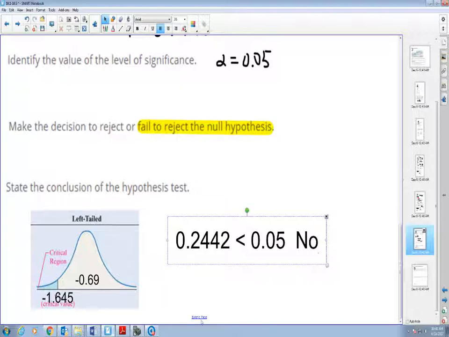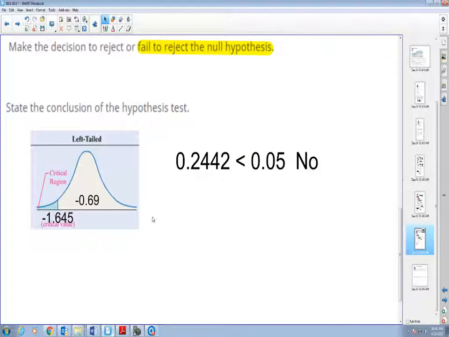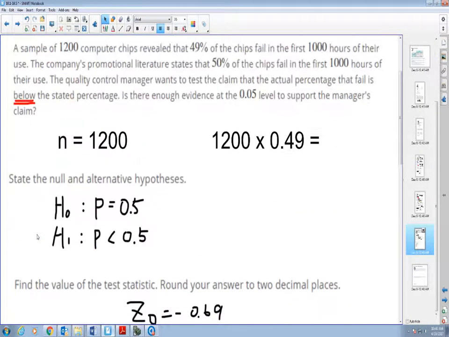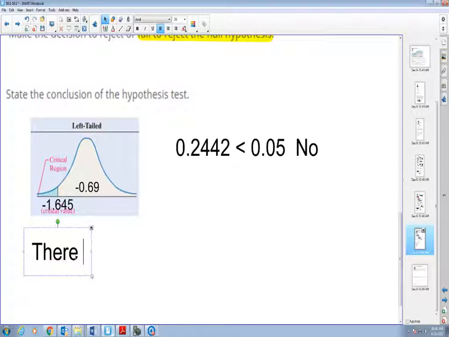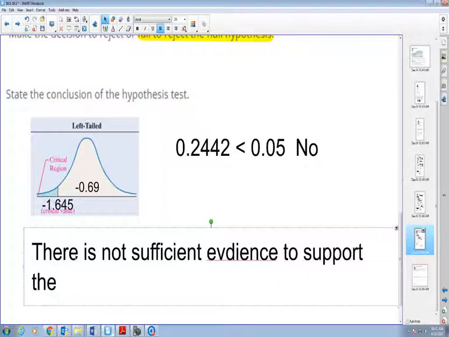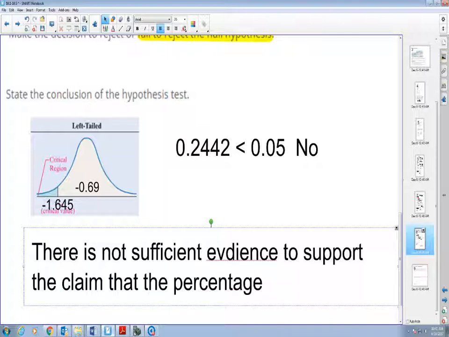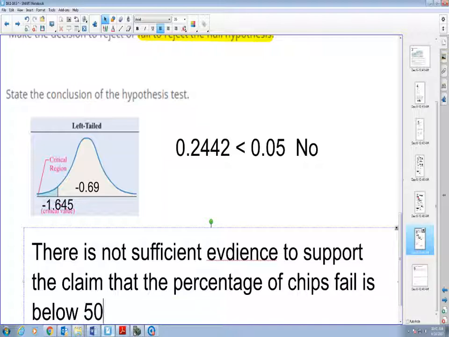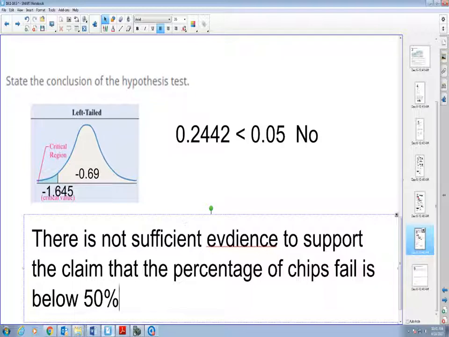So what's my conclusion then? What's my final conclusion? There is or there is not sufficient evidence. I failed to reject, so that means what? The sample that the quality control manager collected, there is not sufficient evidence to support the claim that the percentage of chips that fail is below 50%. Okay, we fail to reject, so there is not sufficient evidence. So that's the final conclusion.